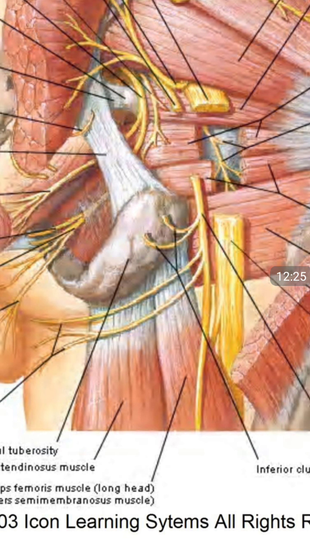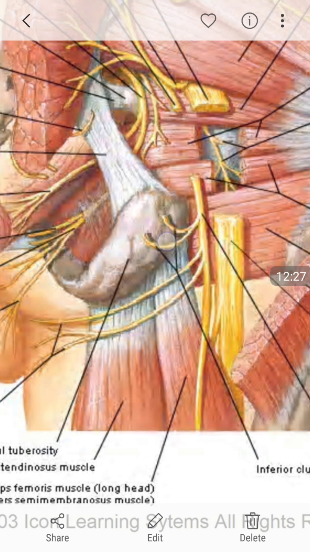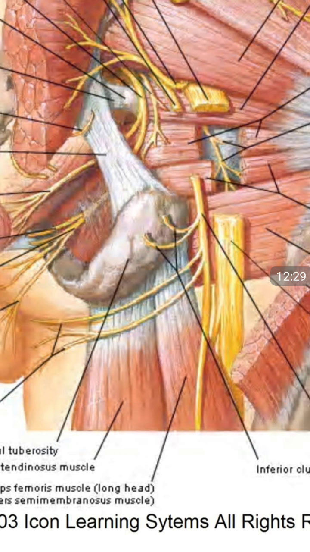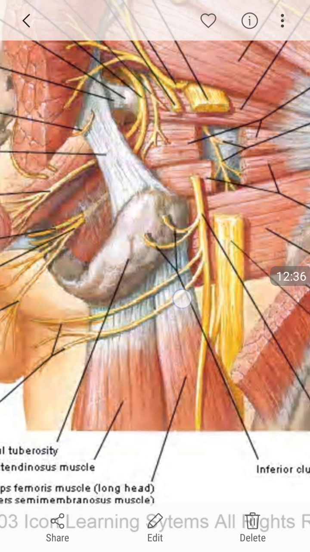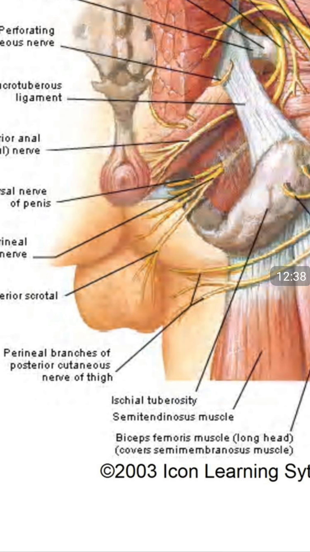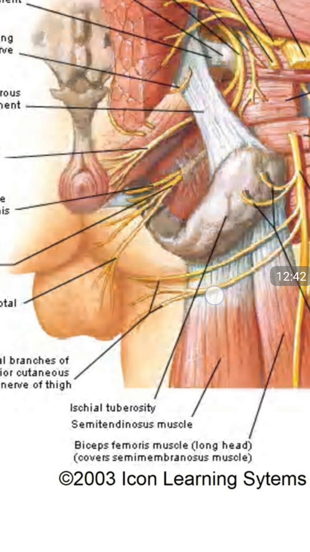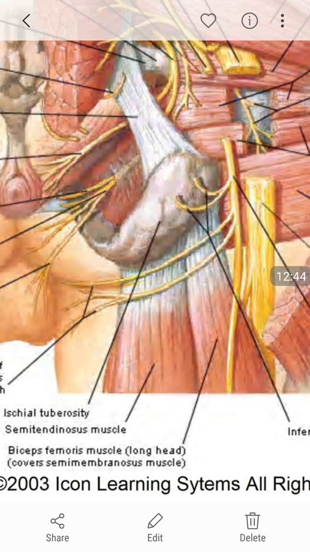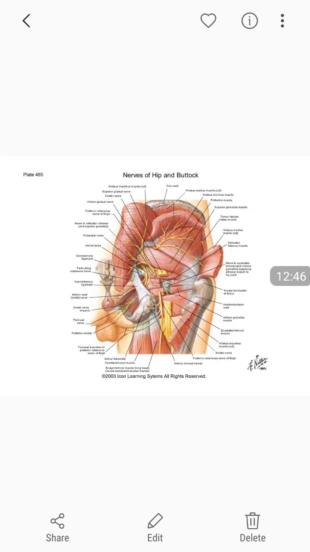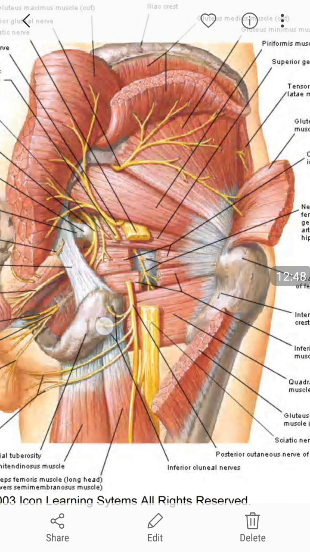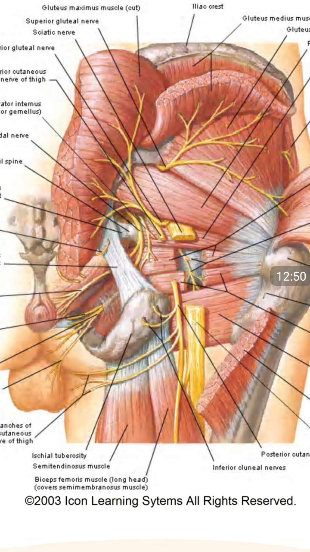So the posterior cutaneous nerve, here these two branches are called inferior cluneal nerves. These two nerves are supplying the skin of the buttock region from the inferior aspect, and these two branches are called the perineal branches of the posterior cutaneous nerve of the thigh. These are the perineal branches. So its supply is all cutaneous.